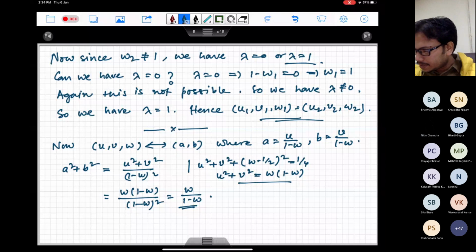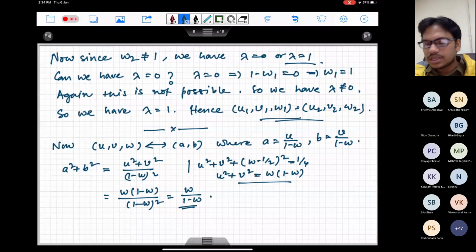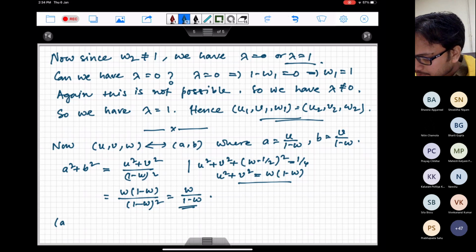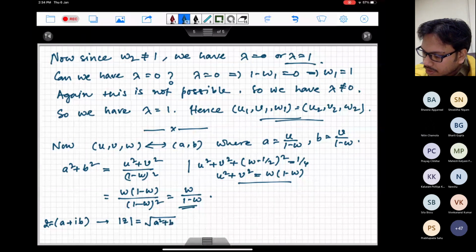Now let us observe the following. I am relating this point (u, v, w) to the point (a, b), or in other words to the complex number a plus ib. So if I take the point a plus ib as a complex number, let us call it z. What is mod of z? Tell me what is mod of z. It is the square root of a square plus b square.